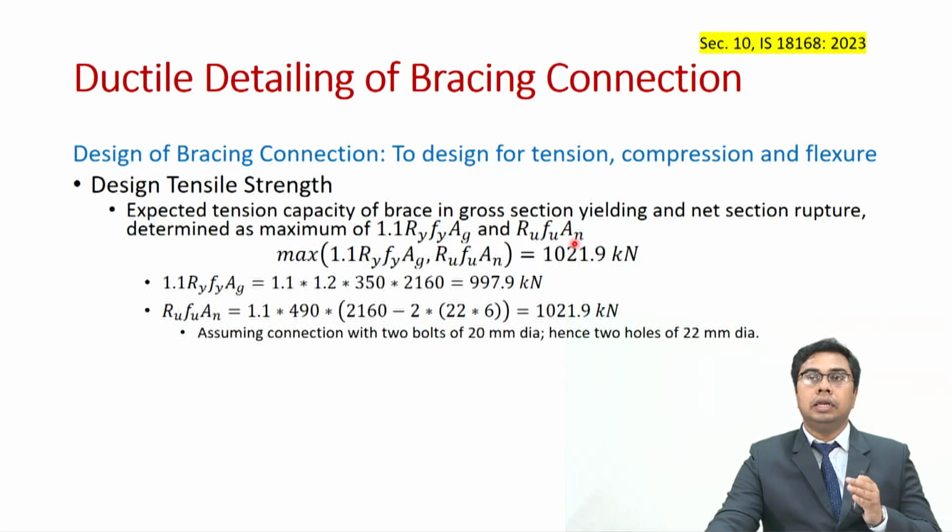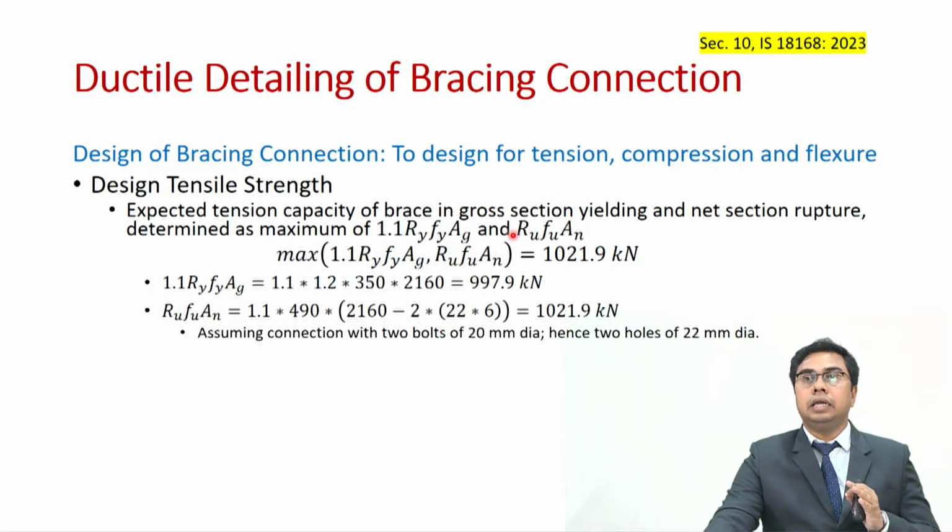An is your net cross sectional area, which is calculated as gross cross sectional area minus any holes, which you already know how to find using your design of tension members, as you would have studied in any course on design of steel structures. Now, Fu is the ultimate strength of the material and Ru is the uncertainty factor in this ultimate strength. Now, the question will arise, why do we not have this 1.1 factor in the second case, or the net section rupture case?